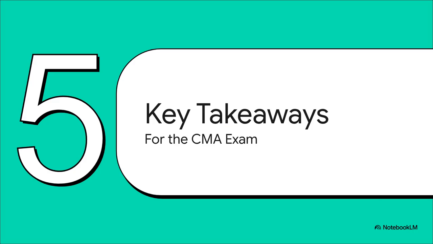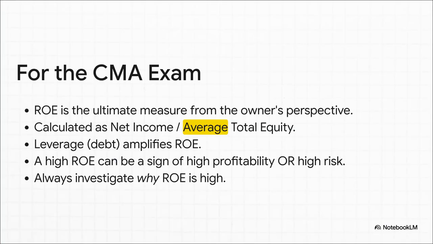Okay, let's wrap this all up. Let's talk about the absolute key takeaways you need to lock into your brain for the CMA exam when you're thinking about return on equity. First, remember, ROE is the owner's metric, period. Second, don't forget to use average equity. That's a classic exam trap. Third, and this is the big one for analysis, leverage juices up ROE.